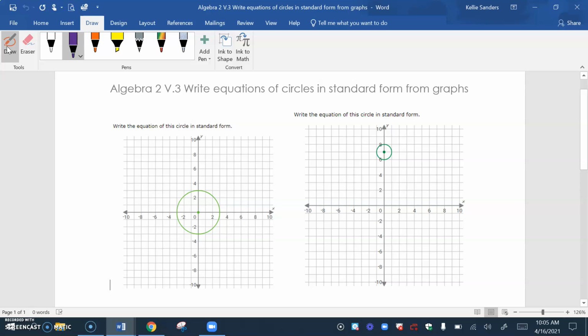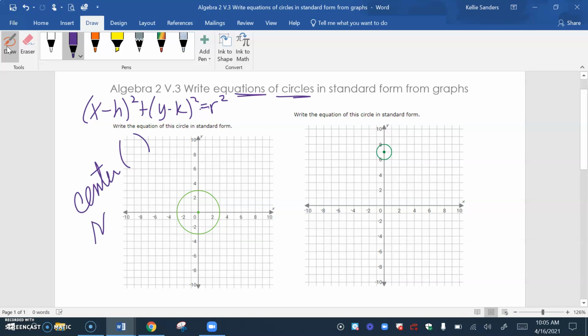V.3, write equations of circles in standard forms. So remember standard form, (x minus h) squared plus (y minus k) squared equals r squared. So if you're going to write an equation of a circle, you need to know two things. You need to know where the center is, and you need to know what the radius is.